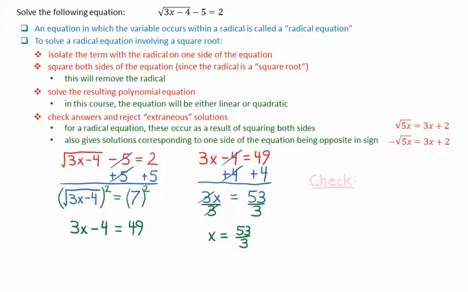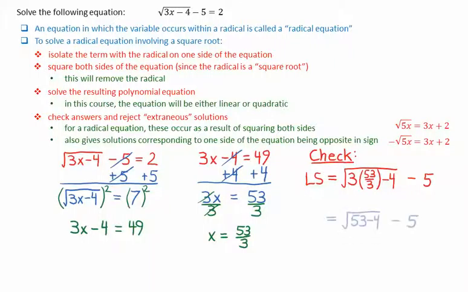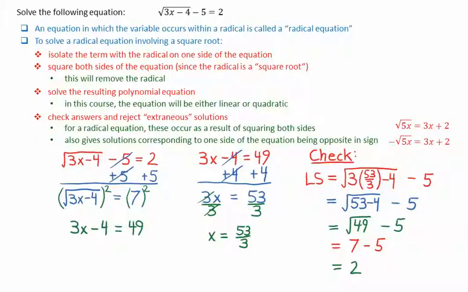We'll check our answer by simply plugging in 53 over 3 into the original radical equation. The left side is equal to the square root of 3 times 53 over 3, minus 4, minus 5. This gives us the square root of 53 minus 4, minus 5, which is the square root of 49 minus 5, or 7 minus 5, which is equal to 2. Note that this then is equal to the right side of the equation. Therefore, 53 over 3 is a good solution.